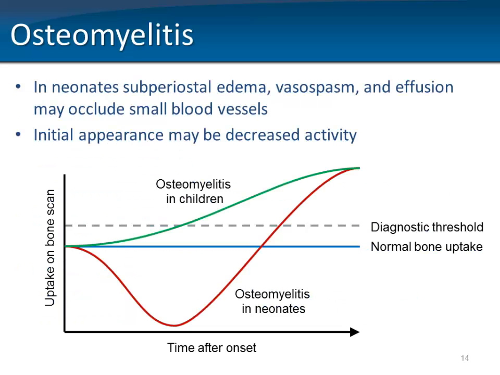And that may be due to the fact that the bone scan appearance is variable according to age. I try to summarize this in this graph, where you always have a normal uptake of bone, and it has to be increased to a certain diagnostic threshold before you can call it an osteomyelitis. And then what we hypothesize is that in neonates, the subperiosteal edema and vasospasm or effusion can in fact occlude small blood vessels, leading to a decrease first in uptake before you see an increase. Whereas in older children, this decrease is no longer seen. So that is something to keep in mind.